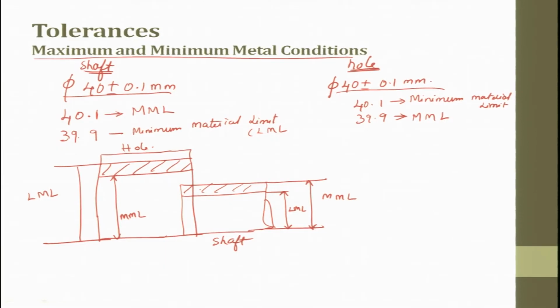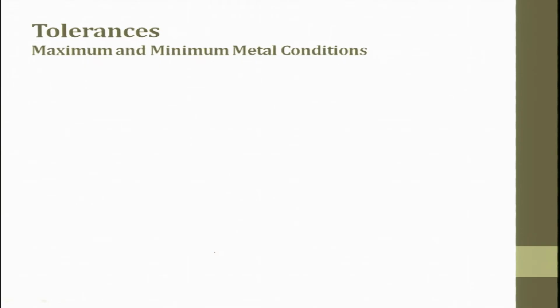And by the way, what we are talking about here is only dimensional. Here you will also have form tolerances, all these things coming. So, that makes life a little more complex. So, this is maximum material condition and this is minimum material condition. So, from this knowledge we will try to go towards fits. But before going into fits, let us try to do a simple problem and see how we talk about this maximum material condition and minimum material condition.